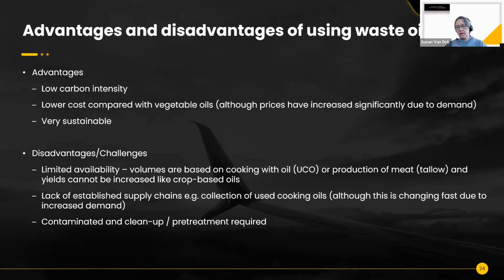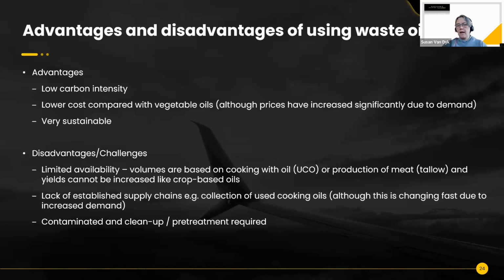Disadvantages of using this are that there is limited availability, and I'll look at the volumes that are considered globally available. The availability is also relatively static. It's based on cooking with oil, and therefore the only increase will really be based on an increase in the population. It's not as though you're going to start cooking with more oil. Same thing for meat production. It's relatively static. It's not something where the yield is going to increase.